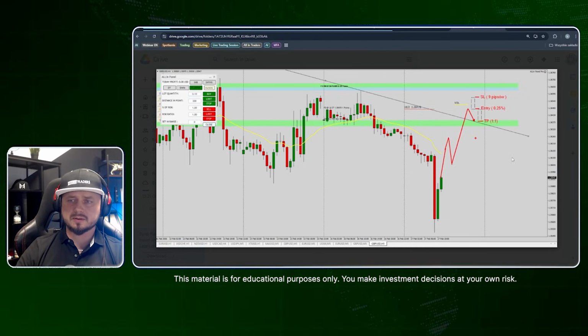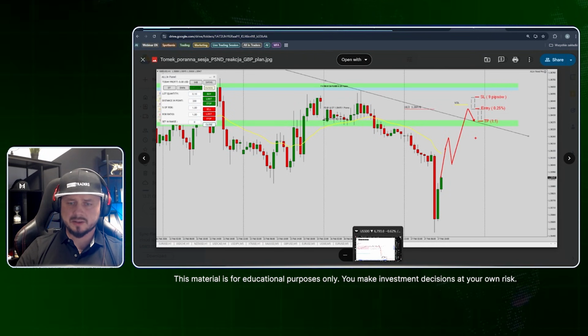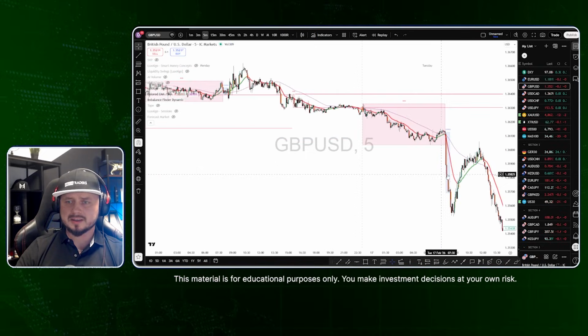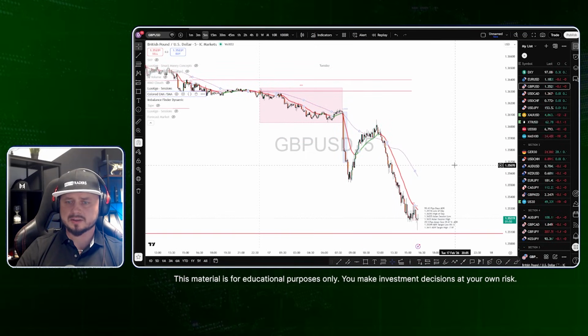The price went down, so he couldn't use that plan. We can have a look at the chart. Let's check GBP USD and the price. No, the price went straight down.